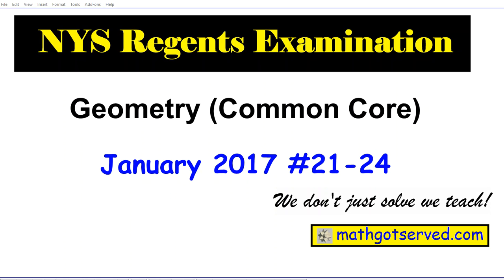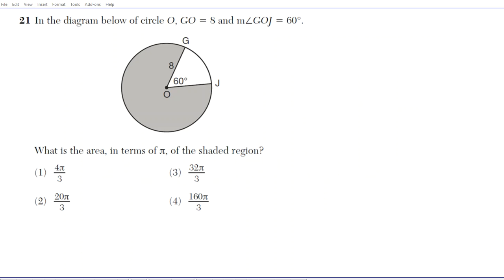In this clip, we're going to be going over problems 21 to 24 of the January 2017 Geometry Regents Common Core exam. All right, let's take a look at question number 21. It reads, in the diagram below of circle O, GO is equal to 8 and the measure of angle GOJ is 60 degrees. Question, what is the area in terms of pi of the shaded region?